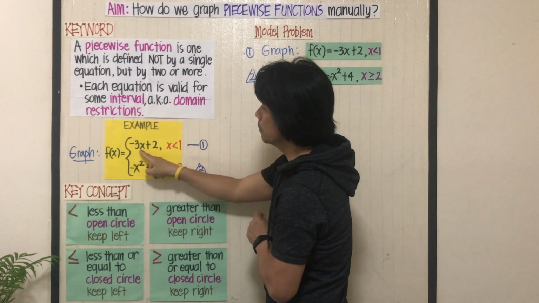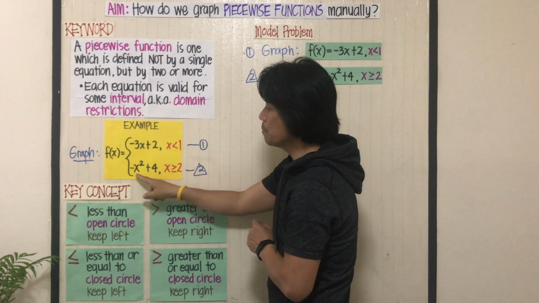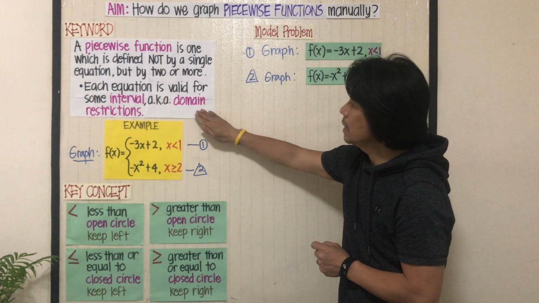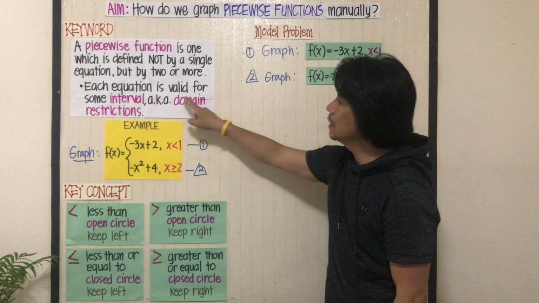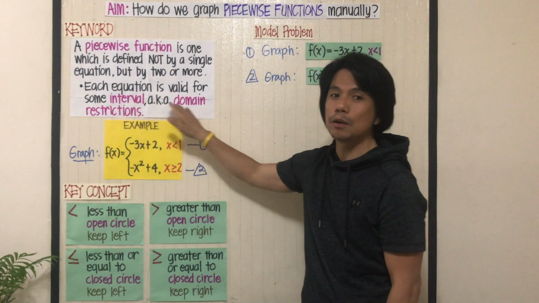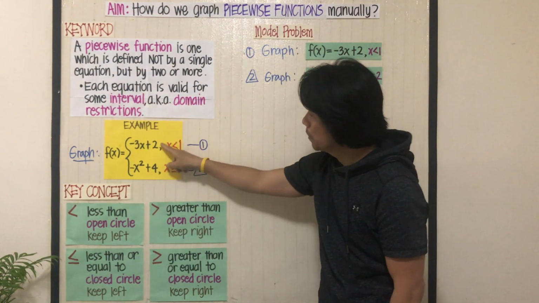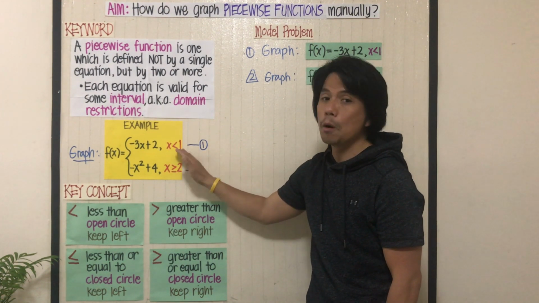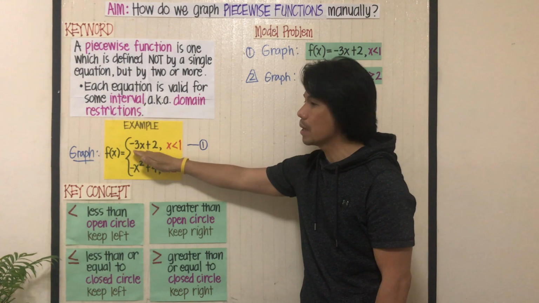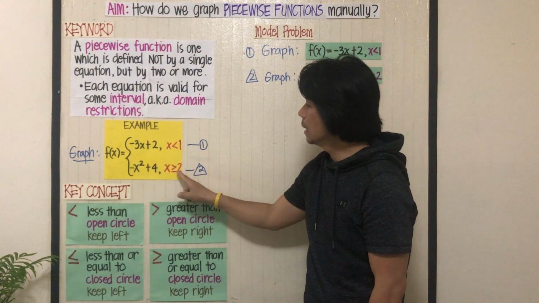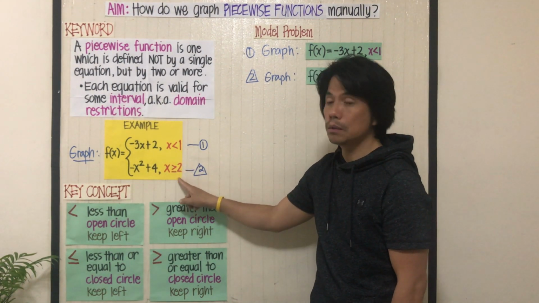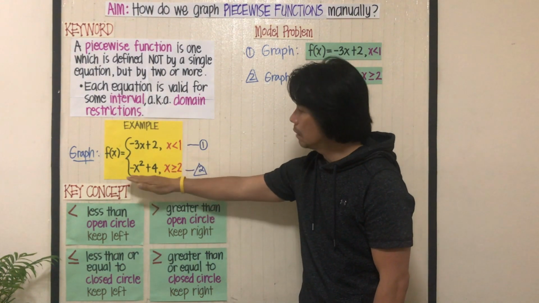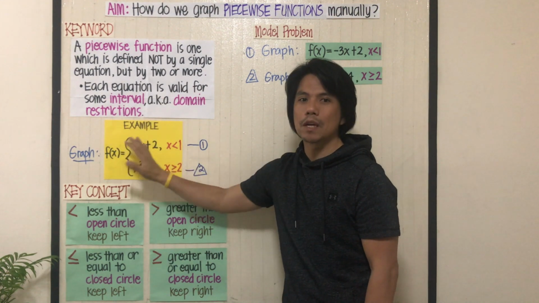The first one is negative 3x plus 2. The second piece is negative x squared plus 4. Now, there's a note here. It says each equation is valid for some interval, also known as a domain restriction. If you notice here, x less than 1 is the domain restriction of the first equation, and x greater than or equal to 1 is the domain restriction, or the interval, of the second piece of the piecewise function.